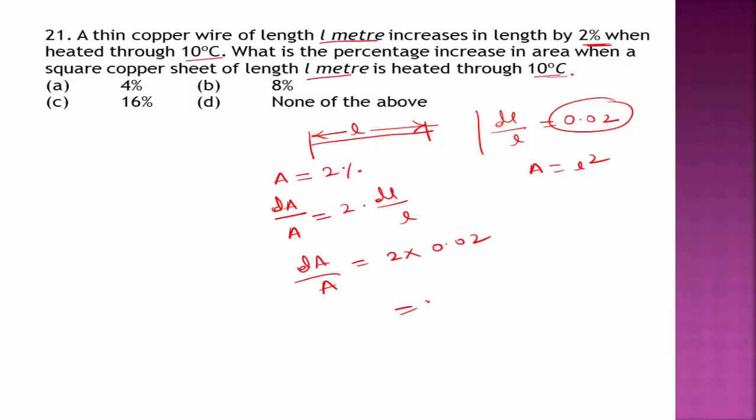0.02 into 2, this is 2%. 2 into 2 is 4%. Option A is the right answer. For the numerical value, the answer is 4%. That is the percentage increase in area when a square copper sheet of length L meter is heated through 10 degree Celsius. The exact accurate answer is 4%.